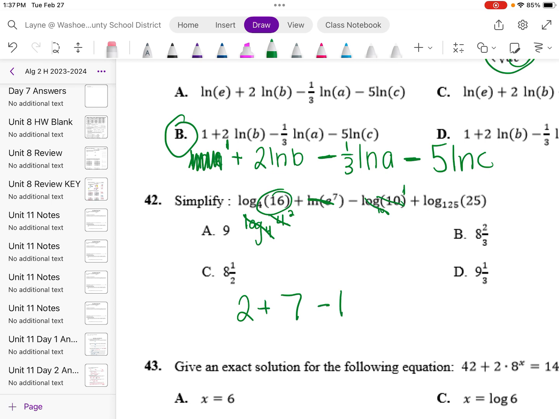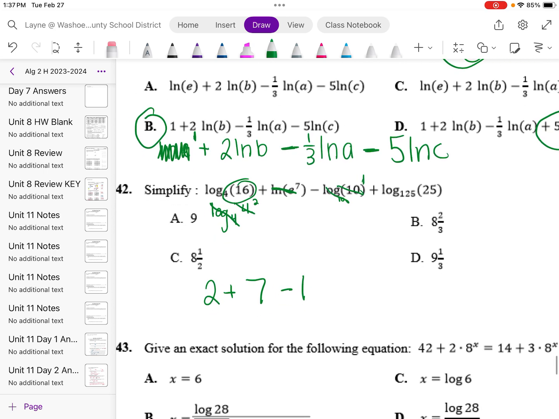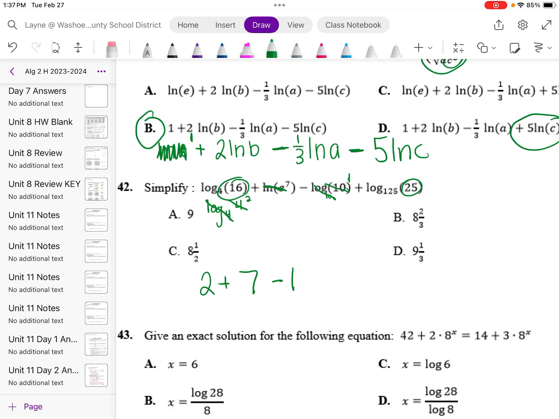And then the last one is the only kind of ugly one. We can't get 25 to have a base of 125, not easily without a fraction. So what I'm going to do is take this, set it equal to x, and convert to exponential form. So 125 to the x power equals 25.